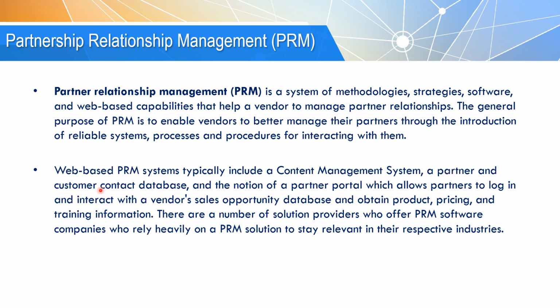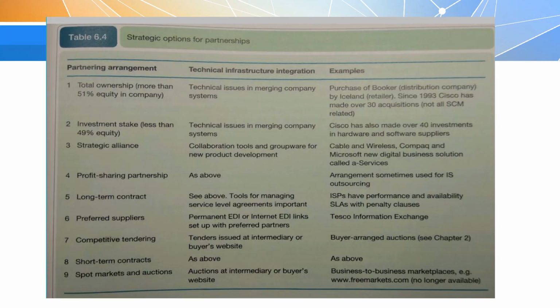So a basic PRM system typically includes the content management system, a partner and customer contact database, and the notion of a partner portal, which allows partners to log in and interact with a vendor sales opportunity database and obtain product pricing and training information. There are a number of solution providers who offer PRM software. Companies rely heavily on a PRM solution to stay relevant in their respective industries. So these are some of the strategic options for partnerships that we can focus on in PRM. So for example, antaranya ialah long-term contract, profit sharing, strategic alliance, and then total ownership and so on.